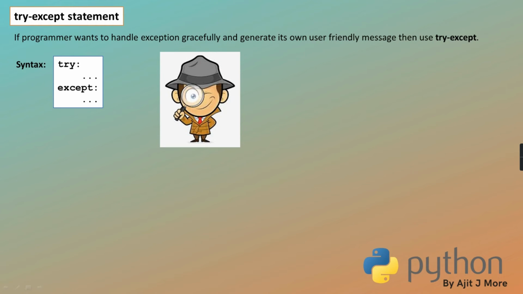So try: the code on which you want to keep a watch or monitoring, such that we just keep a check on it, whether it is causing some problem. If it does, we will detect it and take the control to the except block. See, suspicious code that may throw an exception. That it will throw is not necessary.